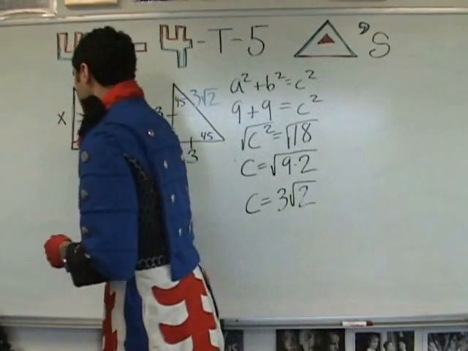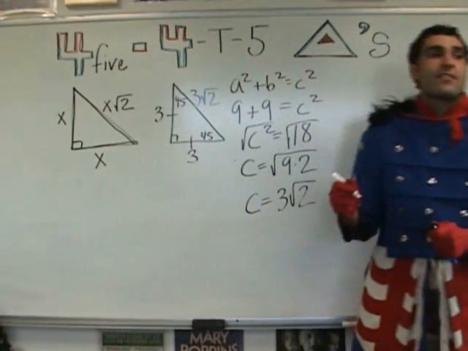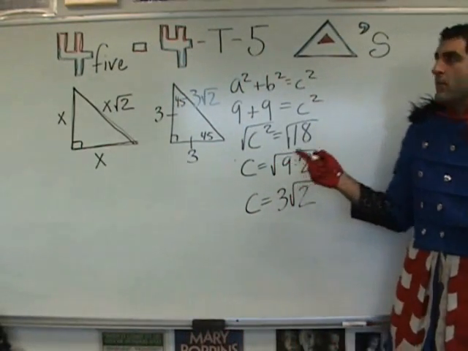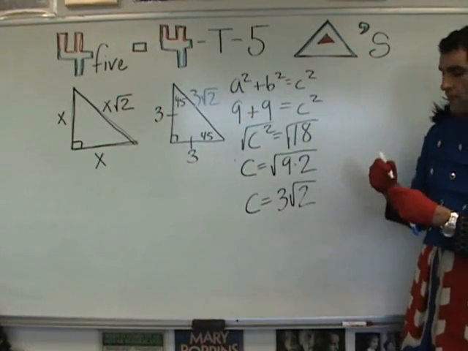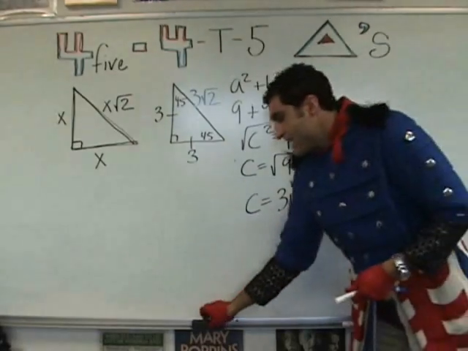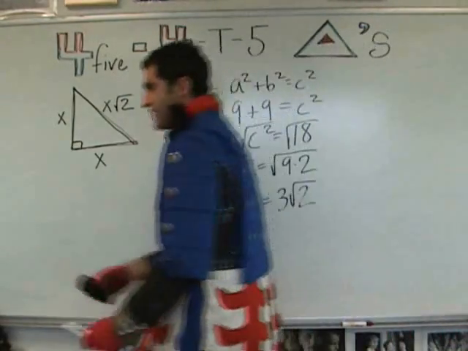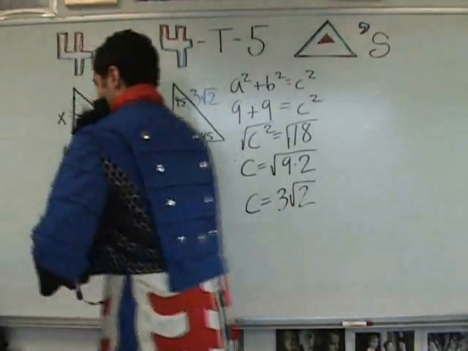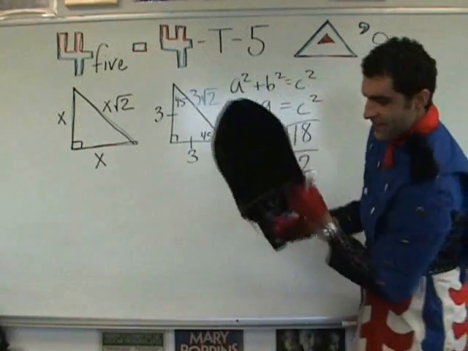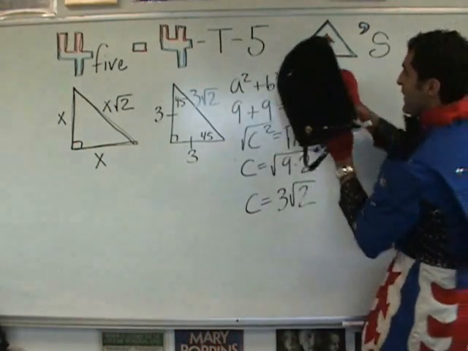Okay, so let's try some examples. In other words, we don't necessarily need to do Pythagorean Theorem every time once you know it's a 45, 45, 90. All right, so I'm going to erase this.